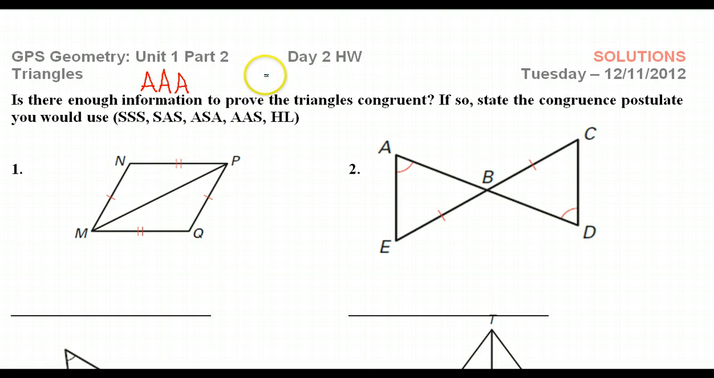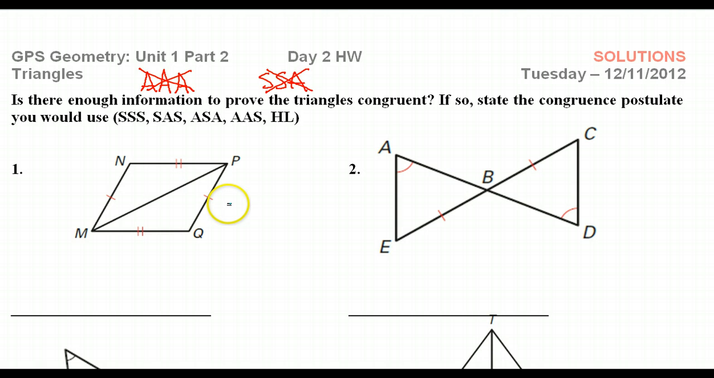Or if we have side, side, angle, which I tell students if you wrote this backwards, it would make a bad word. So that should help you remember that that one is not legal. It doesn't work. This is just a quick review of it. There is a full lesson available if you look for triangle congruence on my YouTube site. You will find a full explanation, but this is just a quick review.